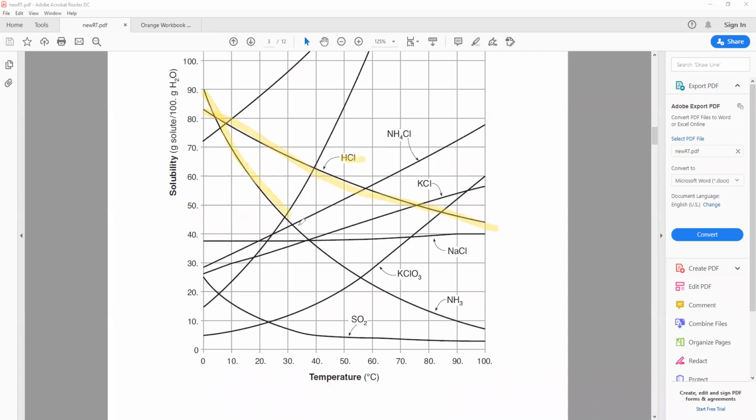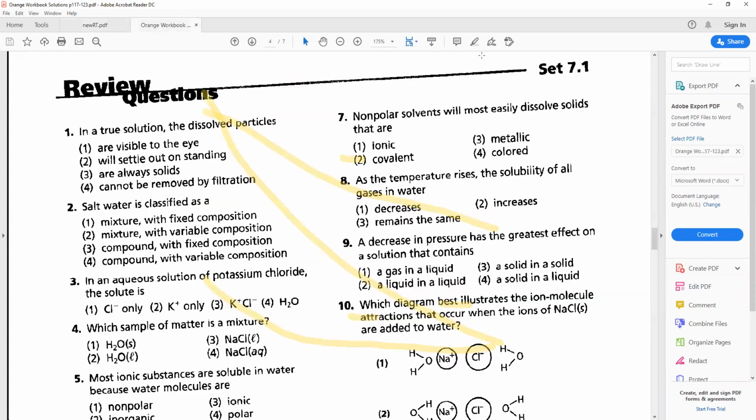Which ones are your gases? There are only 3: HCl, NH3, and SO2. So you're going to remember that there are only 3 gases. As the temperature increases, the solubility of the gases decreases. So we will clear these drawings. As the temperature rises, the solubility of all gases in water decreases.